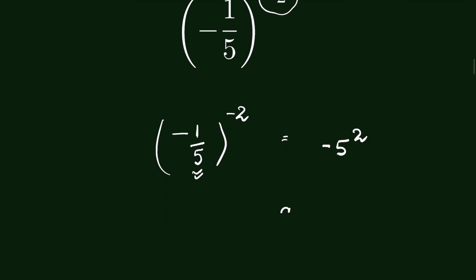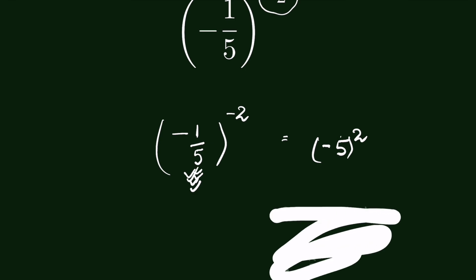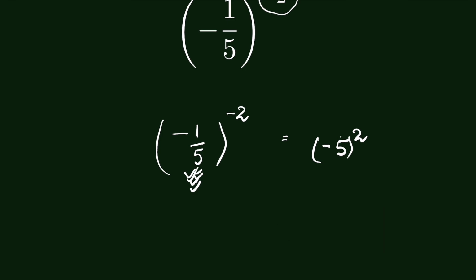Because if the multiplicative inverse of a is 1 upon a, then the multiplicative inverse of 1 upon a will be a. So the multiplicative inverse of minus 1 upon 5 will be minus 5 and then it is raised to the power of 2. So then we remove the negative sign when we invert this number, the base. So then minus 5 is raised to the power of 2.